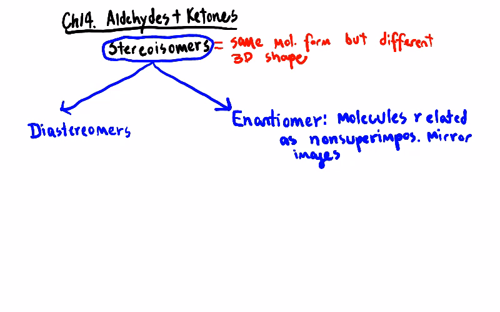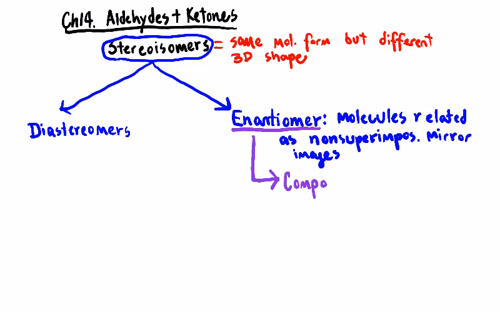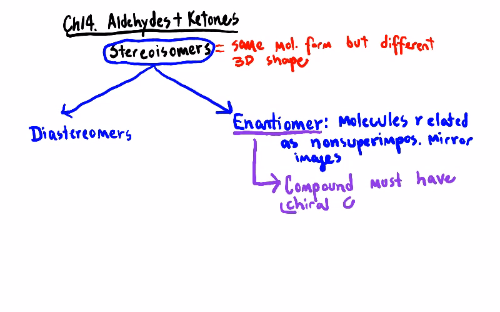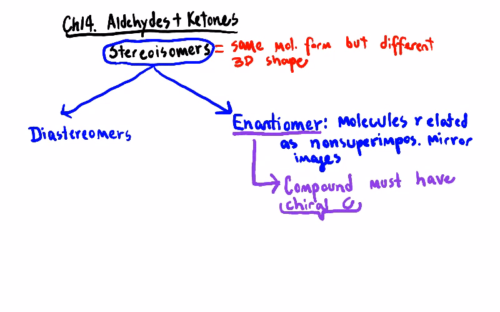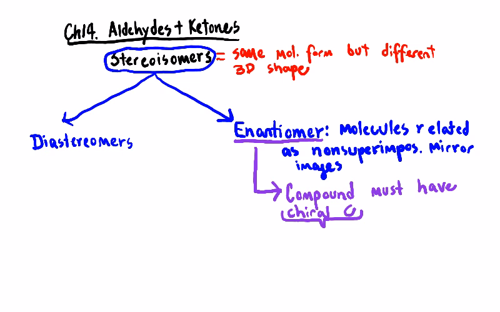So for these molecules to be related to one another as non-superimposable mirror images, the molecule that you're looking at has to have what we refer to as a chiral center. That's a prerequisite for a molecule to have a non-superimposable mirror image of itself. So in order for a compound to have an enantiomer, the compound has to have a chiral center. That is a carbon atom that has four different groups bonded to it. So a chiral carbon means that it has four different groups bonded to the same carbon atom.